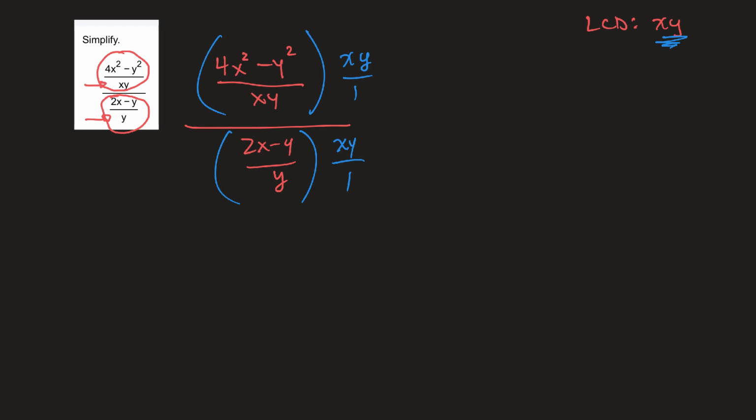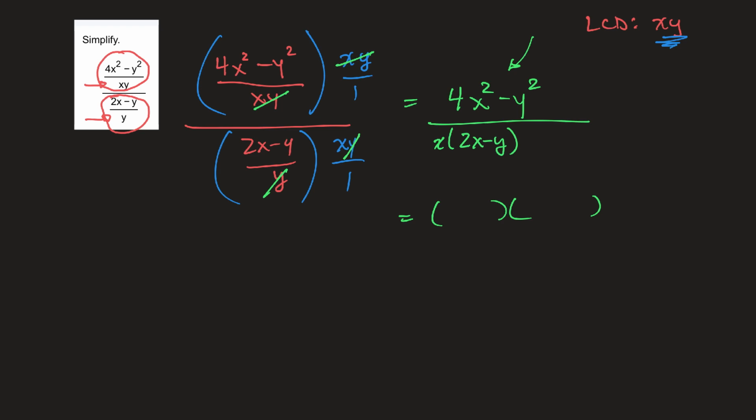So on the top one, the xy and the xy cancel, leaving me with just 4x squared minus y squared. Nice. And on the bottom, the y's cancel, and that leaves me with 2x minus y times x. I'll just put that x at the front. Okay, now on the top, if I try and factor that, I think it's a difference of squares. So it'd be 2x minus y, 2x plus y. And on the bottom, I have x and then 2x minus y.